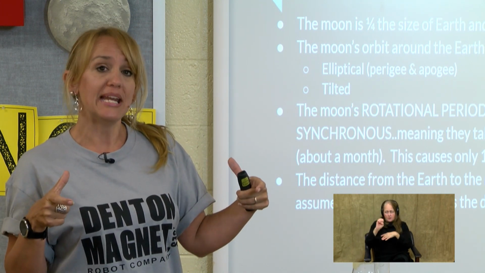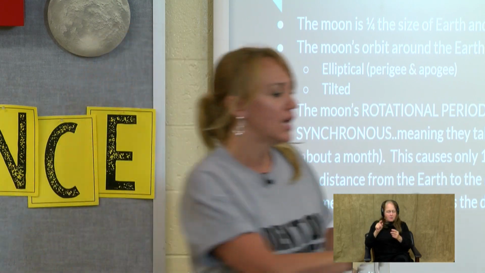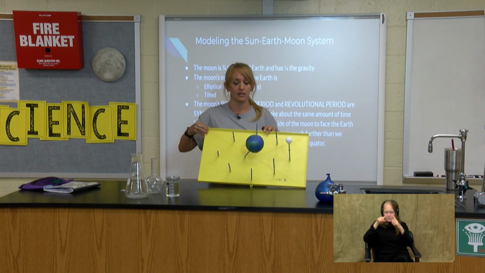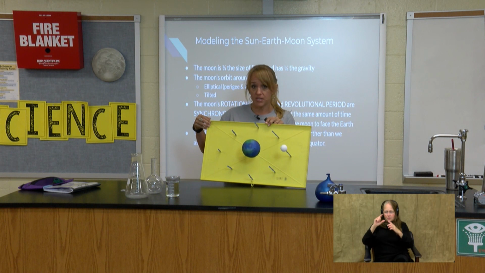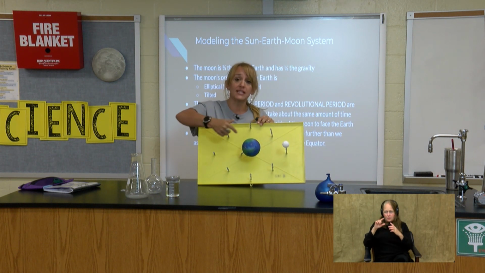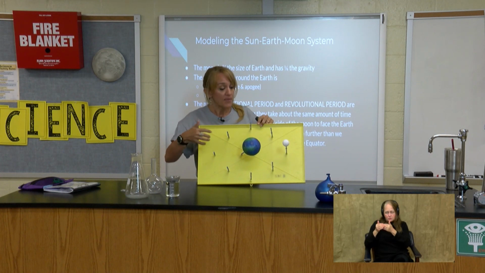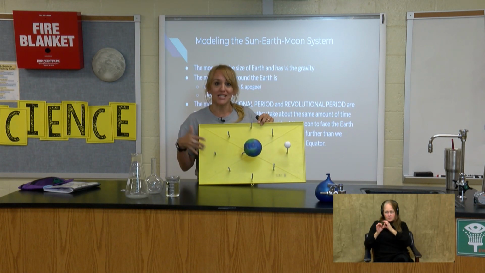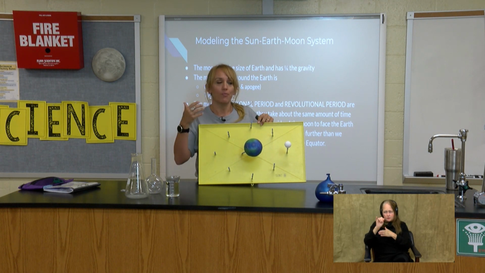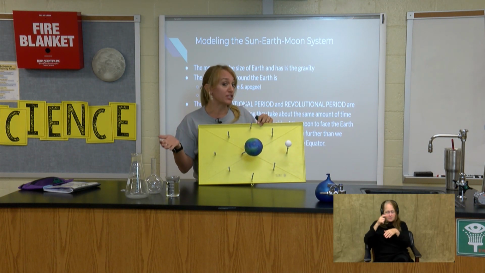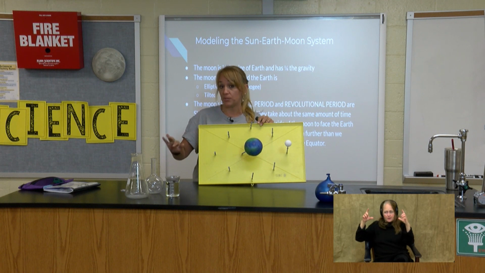elliptical, meaning it's not a perfect circle. The elliptical orbit is oval-shaped, meaning there are points that are further away and points that are closer. We learned that this causes apogee and perigee with the moon phases, meaning that sometimes the moon appears to be bigger and sometimes smaller.